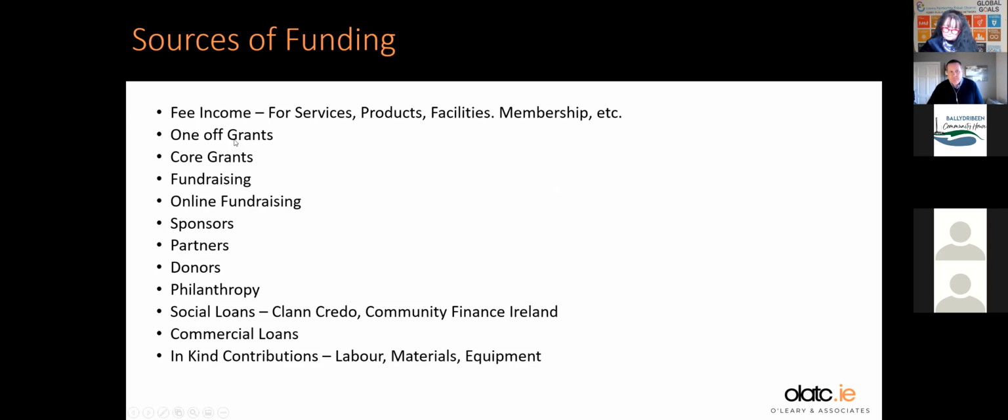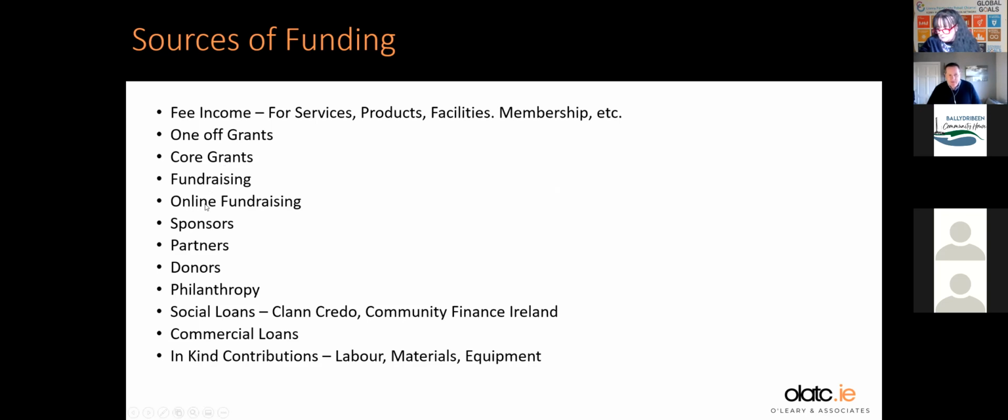One-off grants are, for example, the COVID grants that were there the last 2 years, one-off, that help you with getting PPE equipment in, or IT equipment, or making your workplaces more safe. Core grants are like HSE Section 38, Section 39 funding, community services program funding from Pobal, Tusla funding, that are core funding for organizations delivering services on their behalf, and their annual funding schemes.